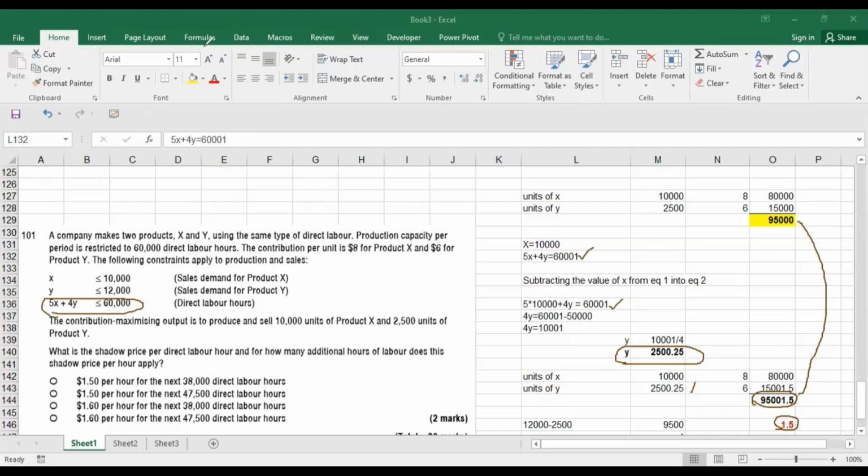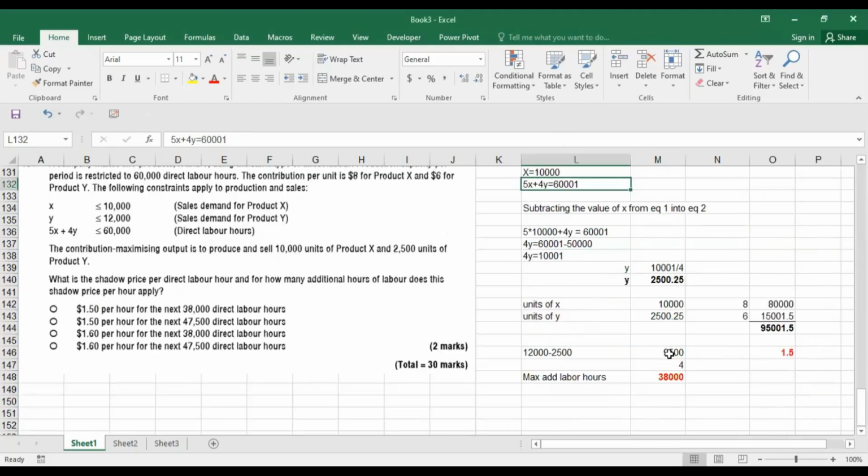One part is solved. Second is how many labor hours. So naturally speaking, our shortage is 9,500 units. Each unit takes 4 hours and extra labor hours will be 38,000.